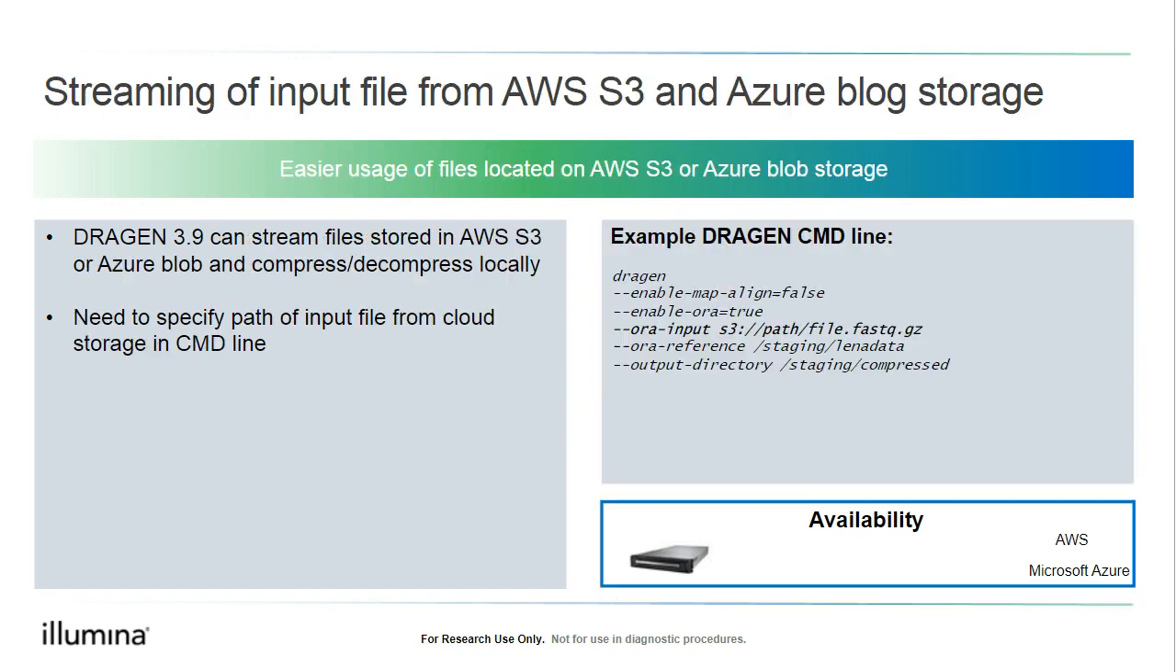We are also supporting now streaming. So if you have compressed Aura files in AWS or in Azure, we can now stream those files when you run DRAGEN in the cloud directly from either the S3 buckets or the blob storage. So again, you don't have to copy those files locally as you had to do in 3.8. Now you can stream them directly, and it just makes it more efficient to run DRAGEN in the cloud, saves you cost by not having to copy files back and forth.